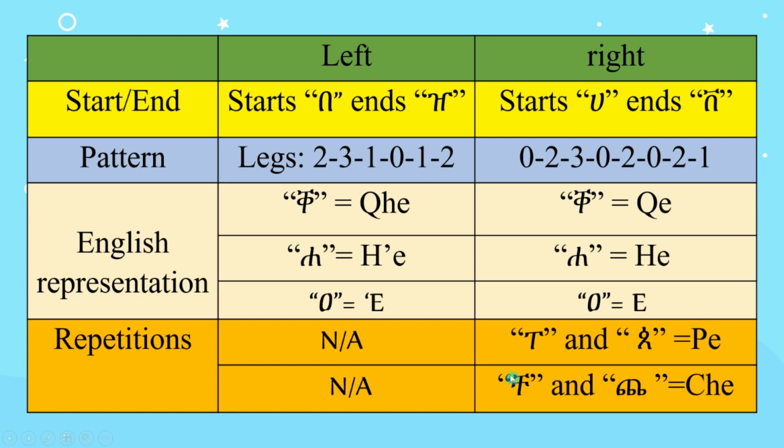The second example we gave was Ch. So Ch and Ch had the same English representation, which was CHE. So then you start to ask yourself, why are there all these differences? Well, we have the solution.